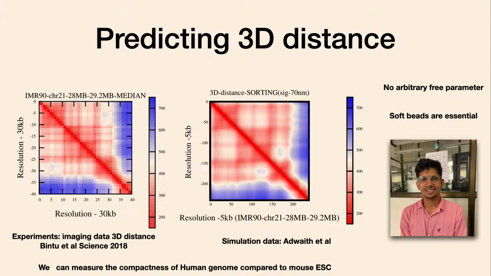Note that the scale is exactly the same, about 100 nanometers to 700 nanometers, and the color precisely represents those 3D distances. So we can accurately predict the 3D distance for large segments of 2 megabases using this coarse-grained model.